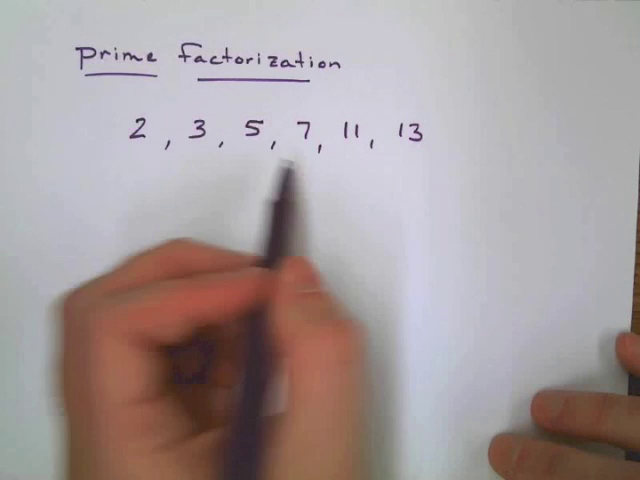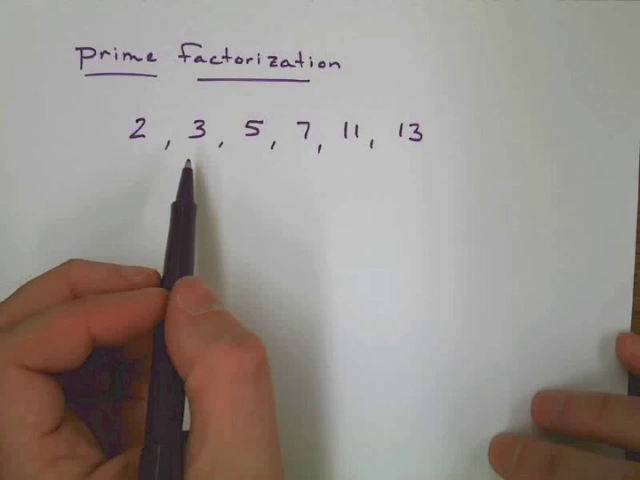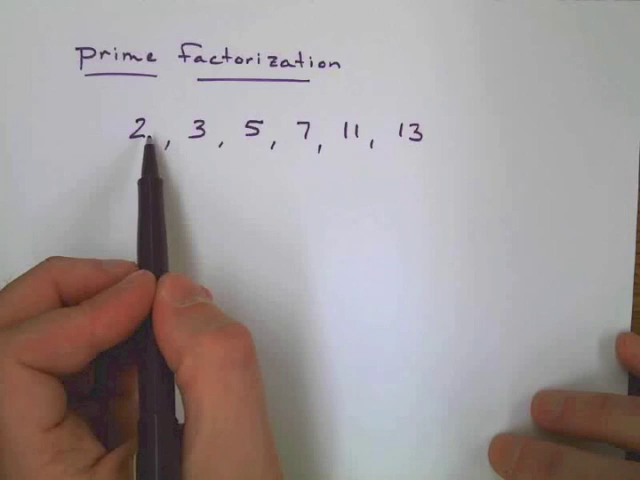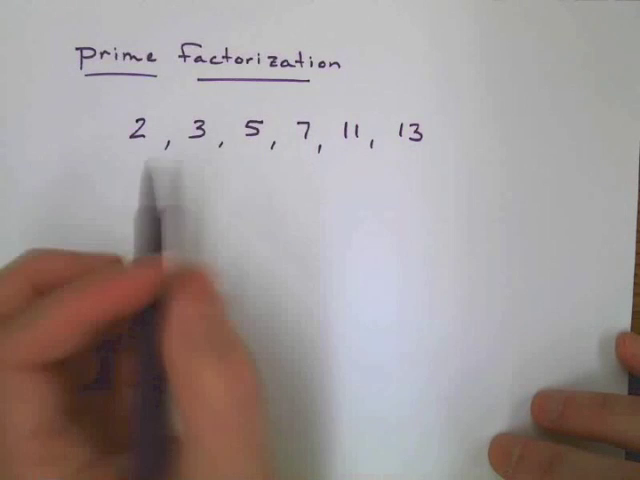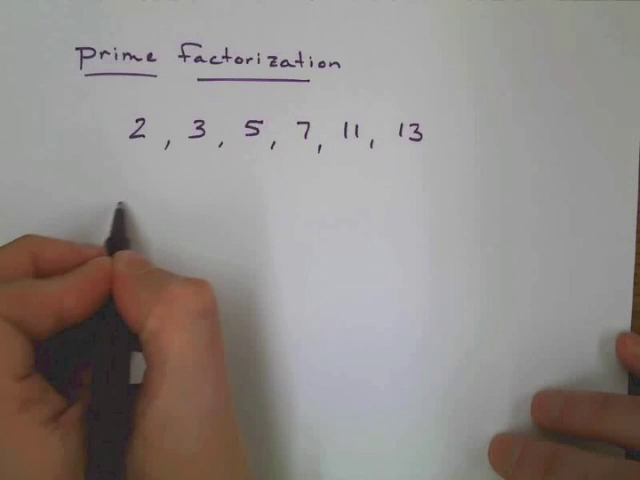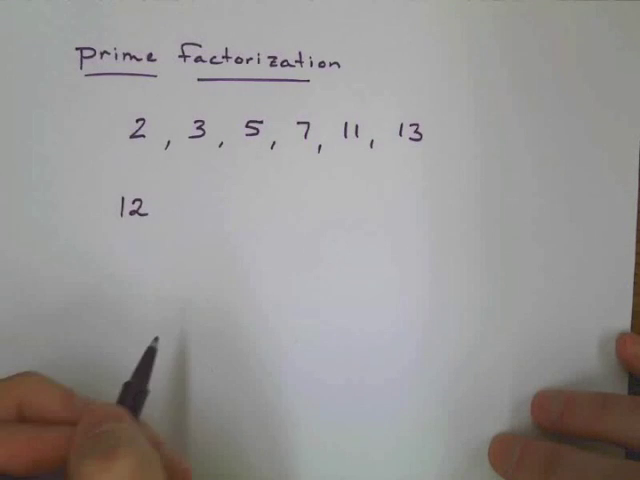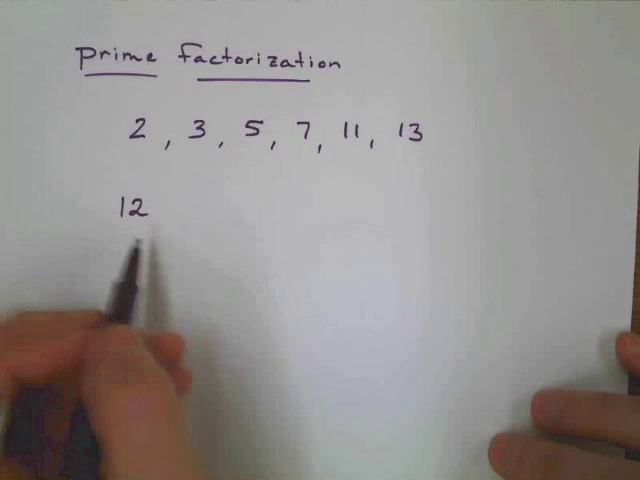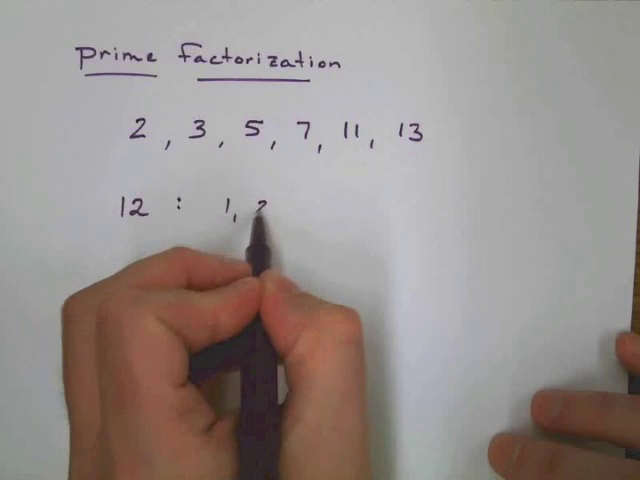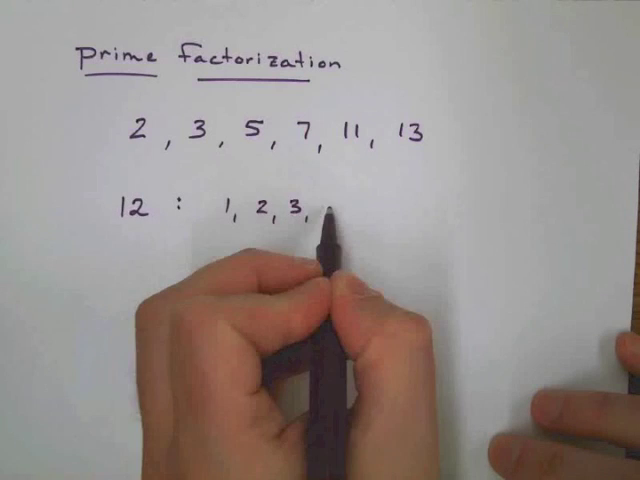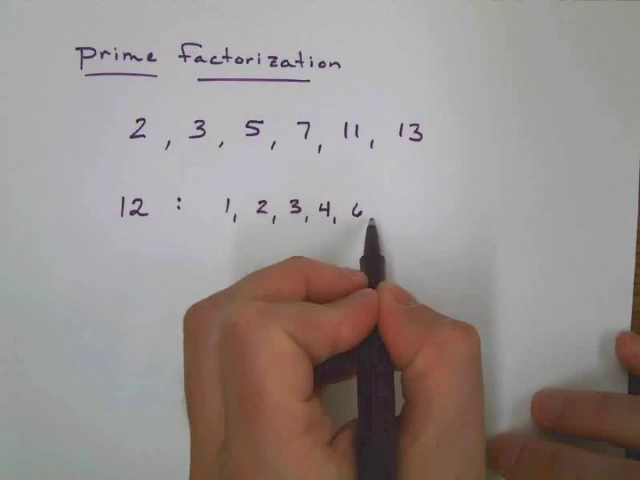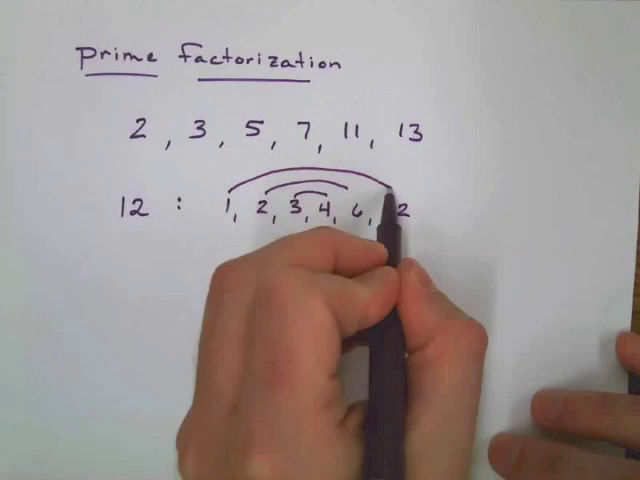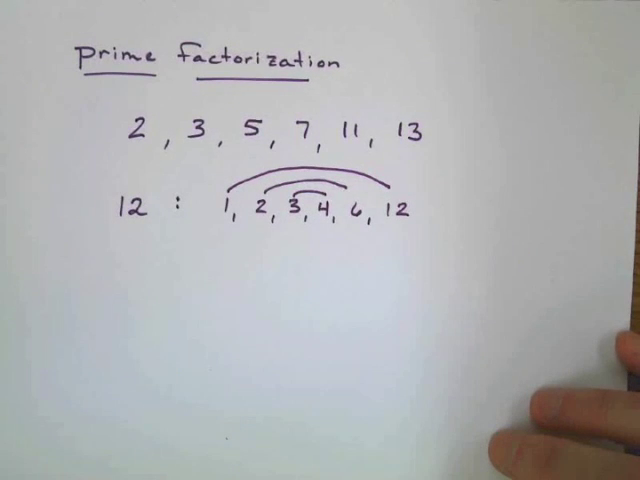These are all numbers where the only way I can multiply to get them is the number times 1. So these are all prime numbers. So for example, if I'm going to take the prime factorization of 12, well, I know that there are many factors of 12, including 1, 2, 3, 4, 6, and 12. Those are the factor pairs.